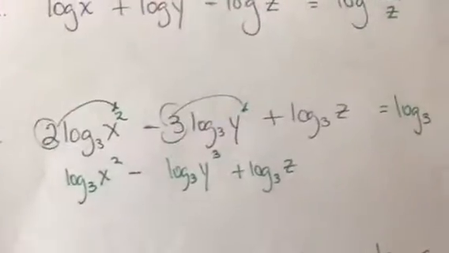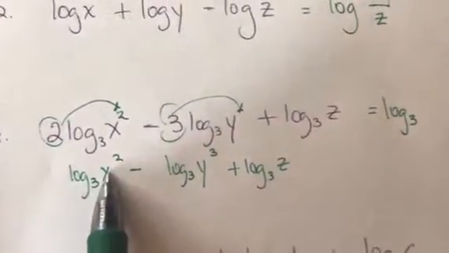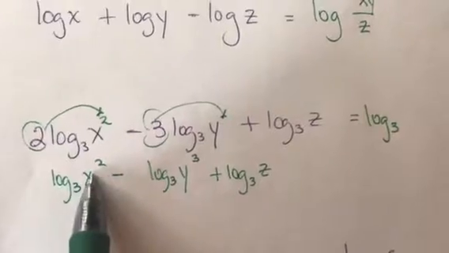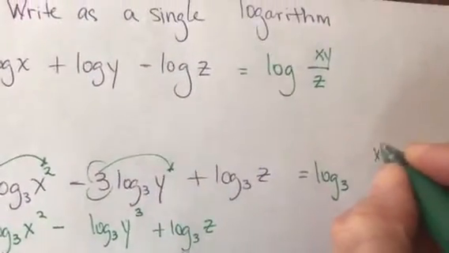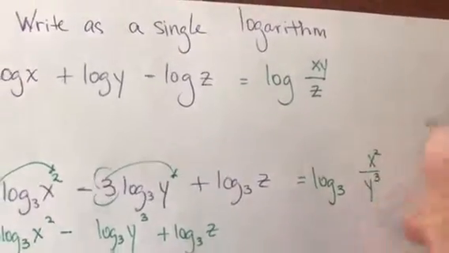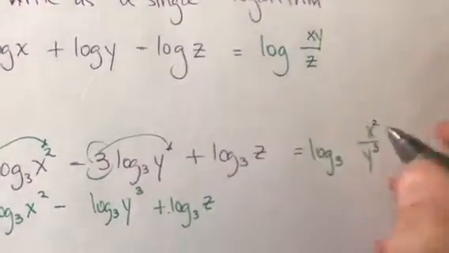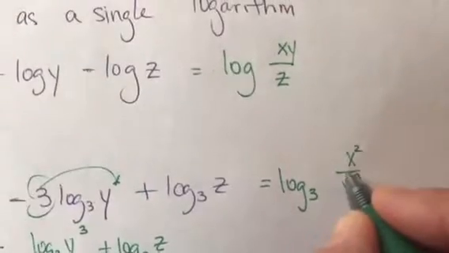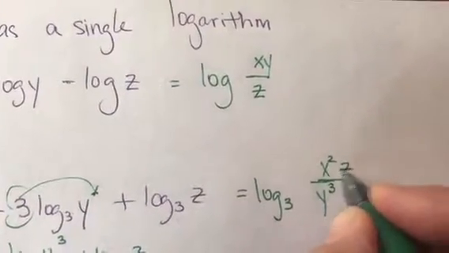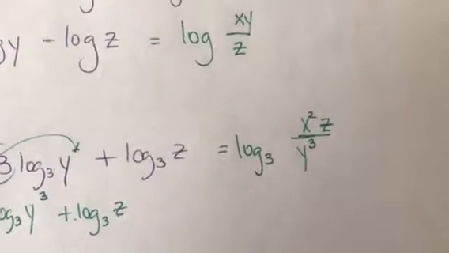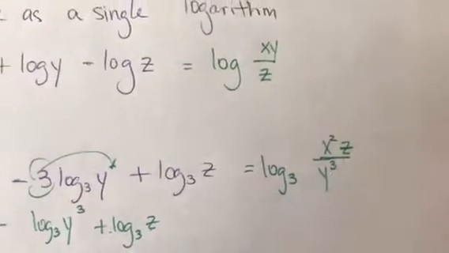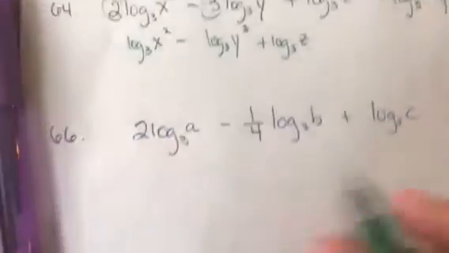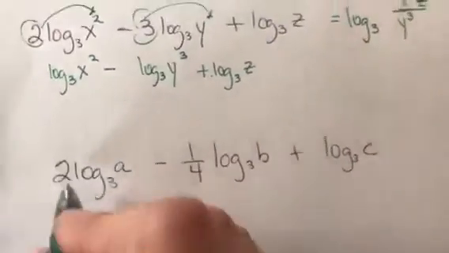So now I can combine this. I have x squared minus, so this is x squared over y to the 3rd. But I'm adding, so that means I'm multiplying, so it's going to go on the top. I'm just going to pull out my little fraction bar so it looks just like that. I'd like my y to the 3rd a little more centered under there, but it's okay. All right, what about this one?